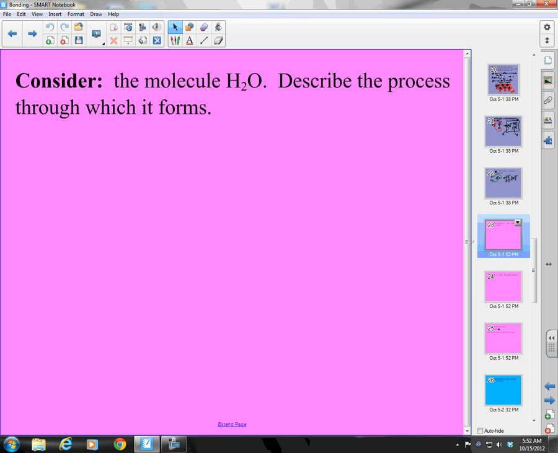Now today we went ahead in a different direction. Consider the molecule H2O. Describe the process by which it forms.